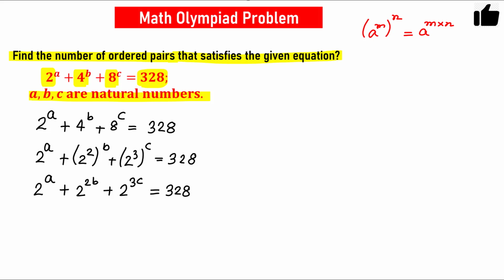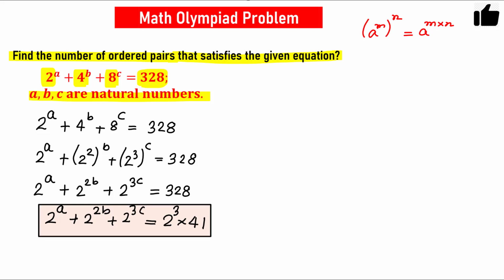And 328 can be written as 8 times 41. So I can write this as 8 times 41, and 8 is nothing but 2 raised to the power 3, so this is 2 raised to the power 3 times 41. So now my revised equation is 2 raised to the power a plus 2 raised to the power 2b plus 2 raised to the power 3c, equals 2 raised to the power 3 times 41. We will use this equation to find the value of the ordered pair a, b, c.